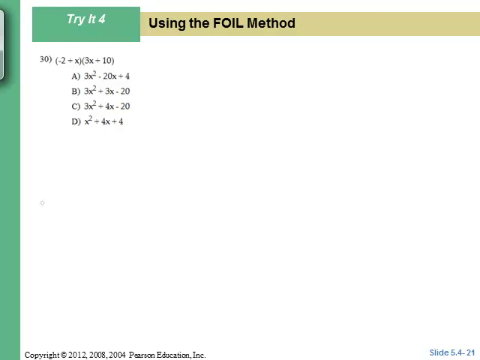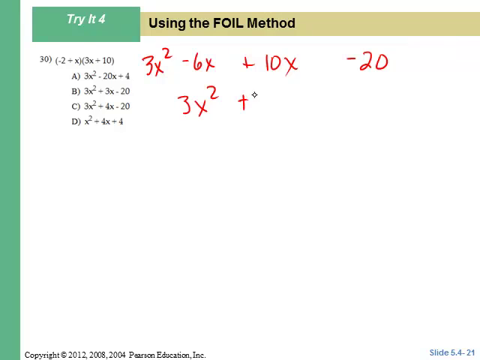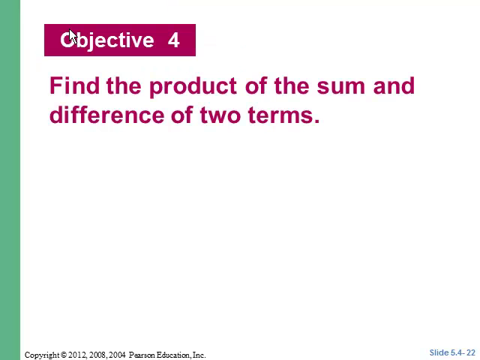I don't know why they put the negative 2 in front of the x. That just screws you up. Well, we'll do it that way. First is negative 6x. Outside is minus 20. Inside is 3x squared. Last is plus 10x. 3x squared plus 6x minus 20. That's why I would have switched that first term around so that the x is first.